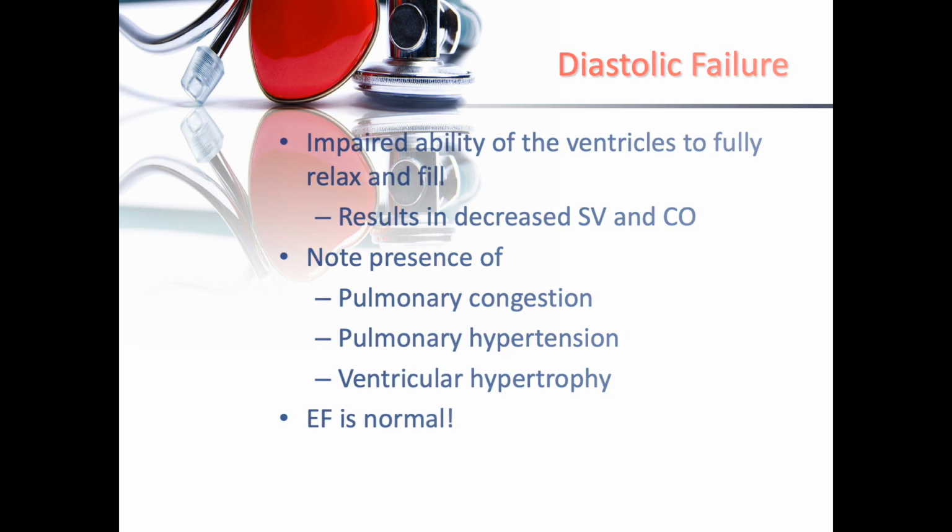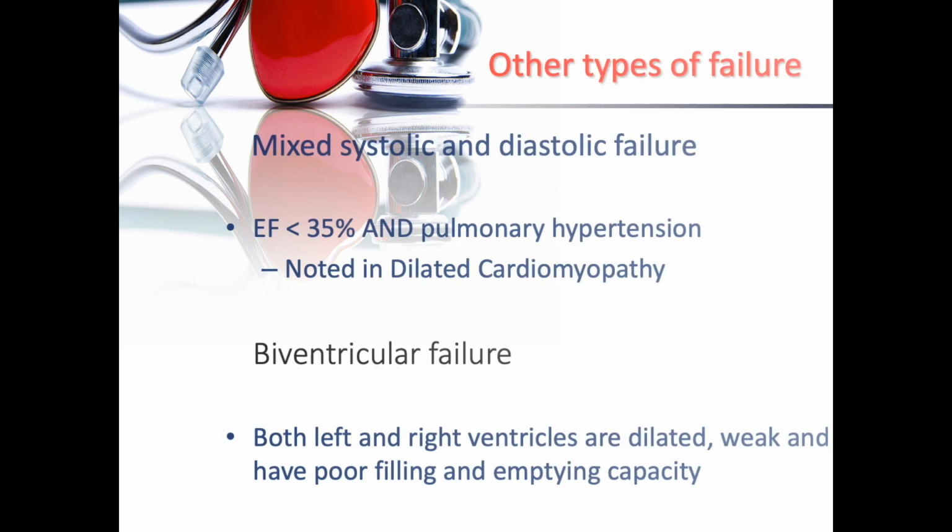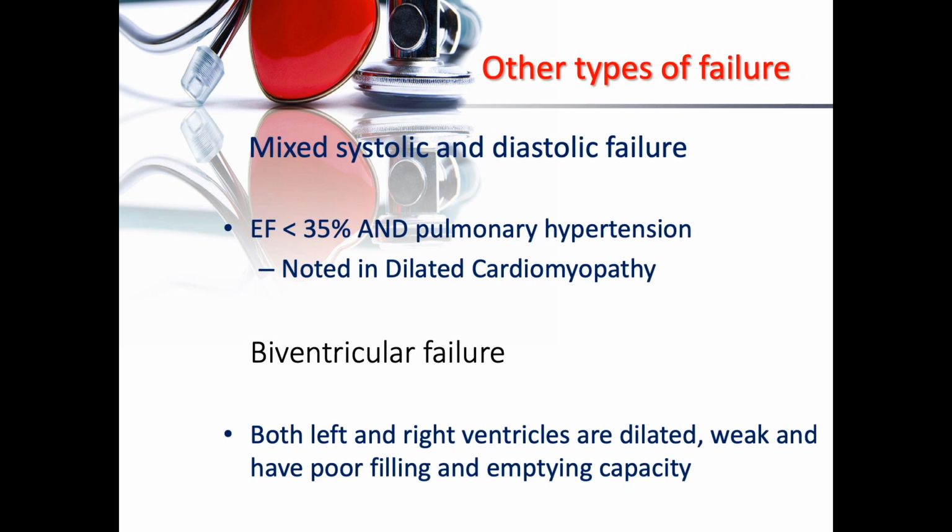Other types of heart failure include a mix of both systolic and diastolic failure, in which the ejection fraction is less than 35% and pulmonary hypertension exists. And note this is noted most in a condition called dilated cardiomyopathy. Also, another type of failure is called biventricular failure. This is when both the left and right ventricles are dilated, weak, and have poor filling and emptying capacities.